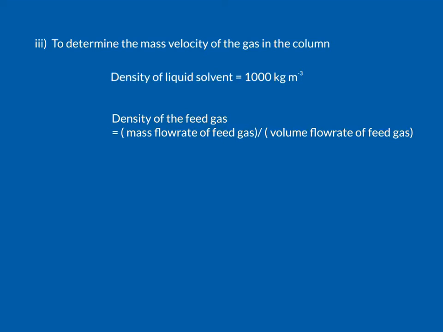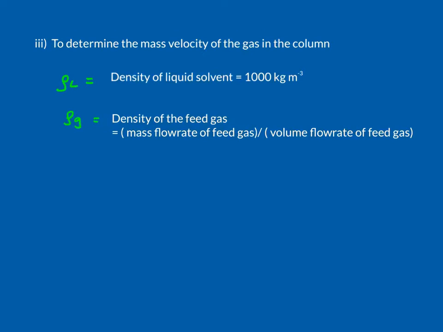To determine the mass velocity of the gas in the column, there are a few steps that we need to do before we can get the final answer. So in this case, we have to determine the density of the gas and the density of the liquid. The density of the liquid is given by rho L equal to 1000 kilogram per meter cube, and the density of the feed gas is rho G, and it is given by the mass flow rate of the feed gas over volume flow rate of the feed gas.